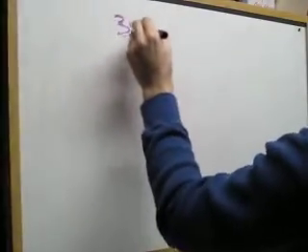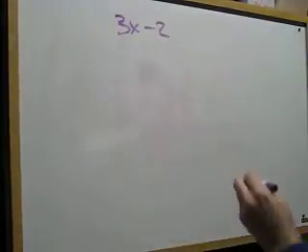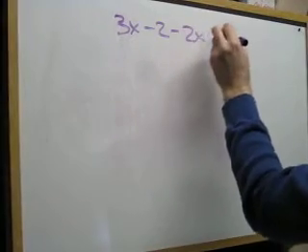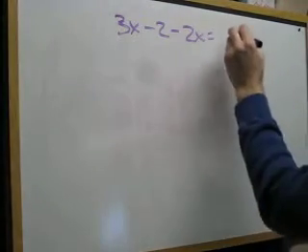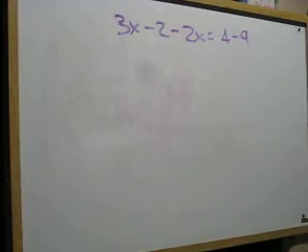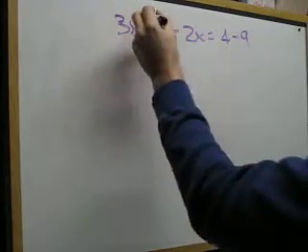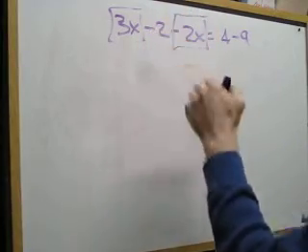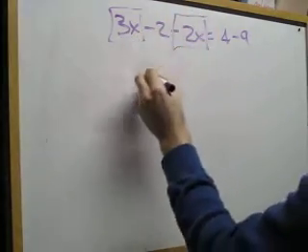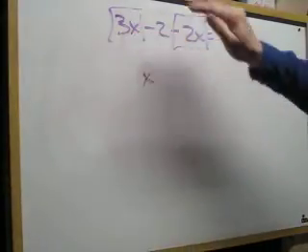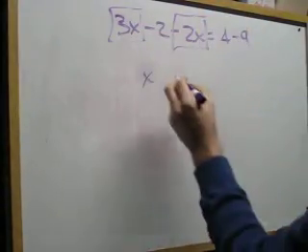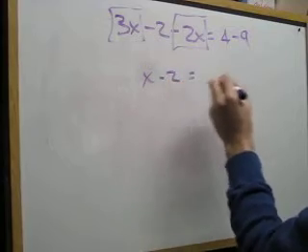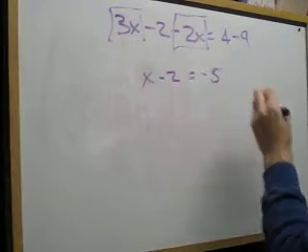Let's try 3x minus 2 minus 2x equals 4 minus 9. Now this is some of the stuff that we had done in the past. Combining some things. You remember what we did with like terms? If we have an x and an x with a number in front, we can combine those two. So we have 3x minus 2x is x. We have 3 of something minus 2 of something. We have 1 of something left. And let's just leave the minus 2 alone for right now. 4 minus 9 is negative 5.